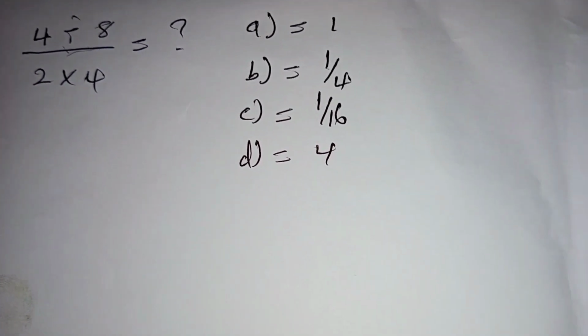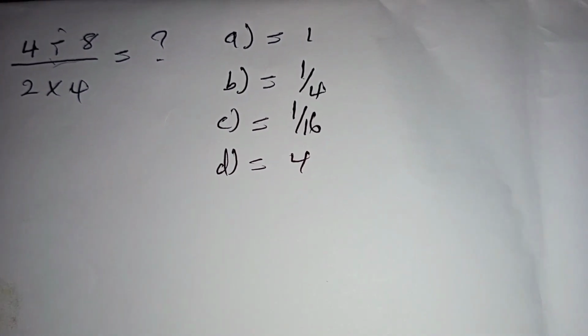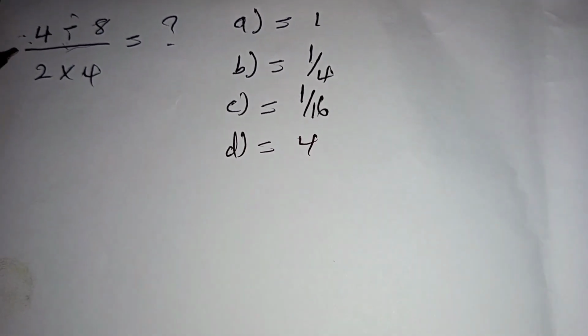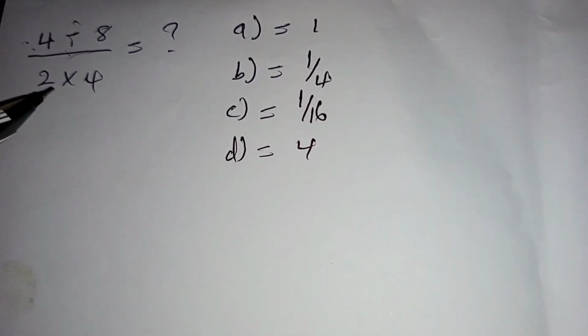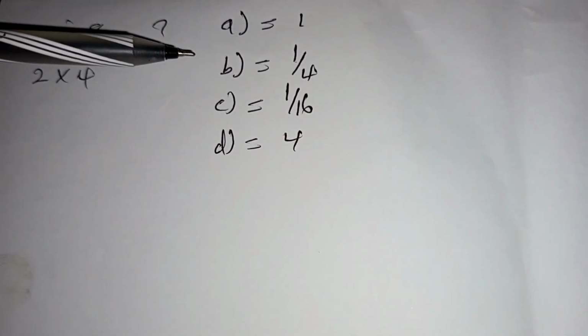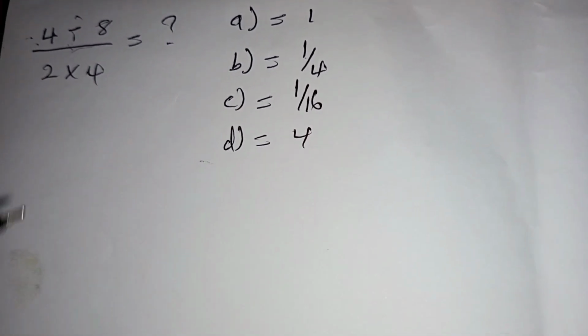Welcome to Maths Basics. You are asked which is correct when you have 4 divided by 8, everything over 2 times 4. Is the answer equal to 1? Is it equal to 1 over 4? Is it equal to 1 over 16 or 4?